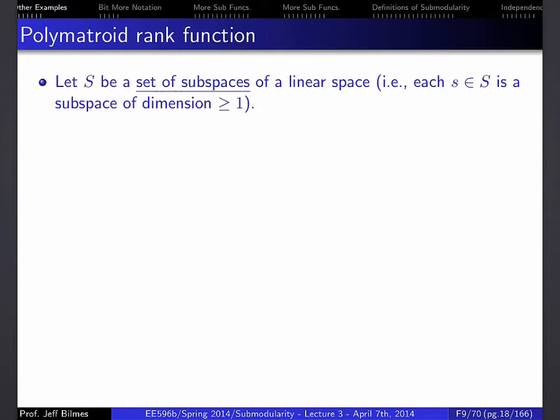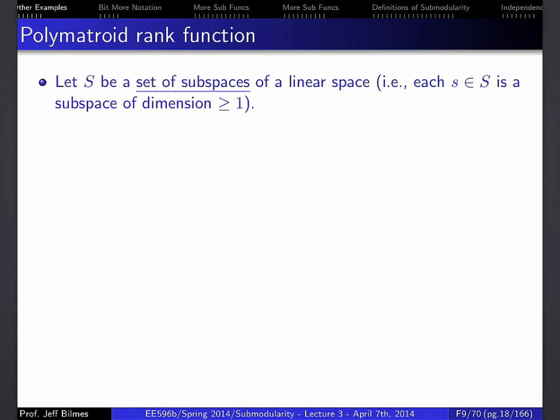Okay, so let's start looking a little bit more at some other submodular functions. Let's define a particular type of polymatroidal rank function. And there's a particular reason why it's called this, which we will see once we define precisely what a polymatroid is. But let's just define it for right now. And let's say that, for example, S is a set. And what it is, it's a set of subspaces of some linear space.